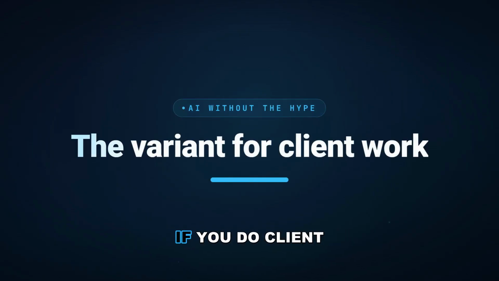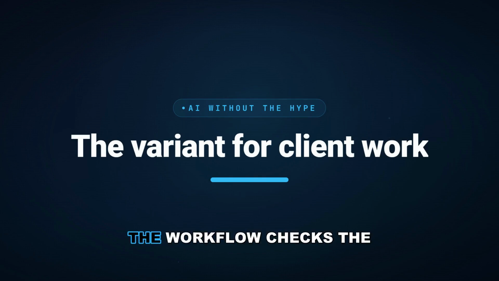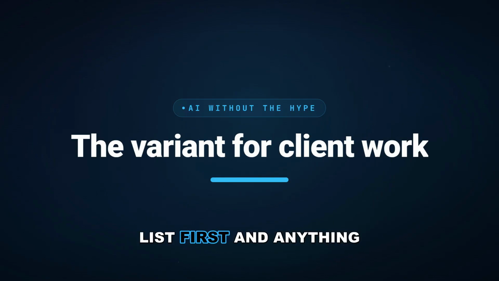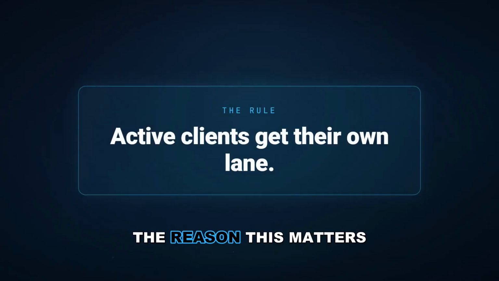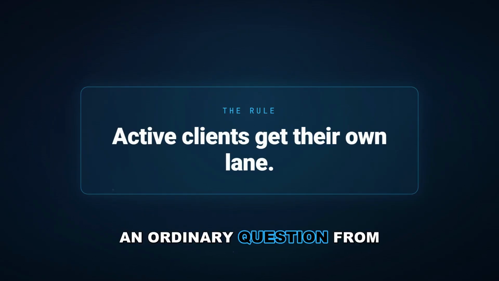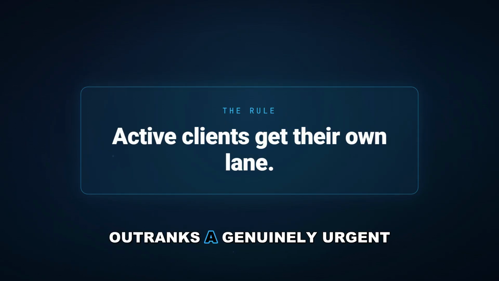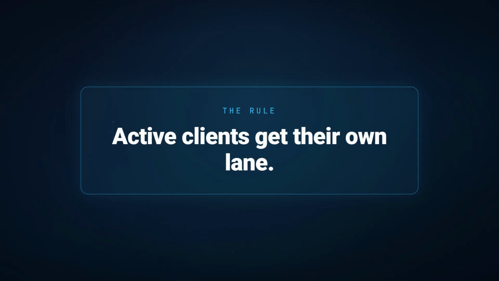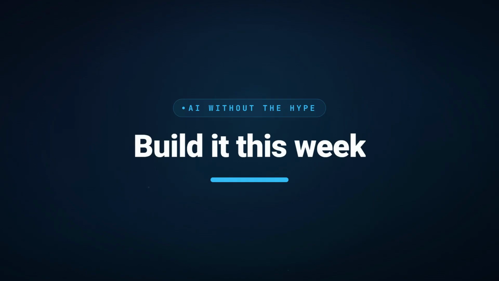One variant worth knowing if you do client work. Instead of 3 generic buckets, classify by client name. The workflow checks the sender against your client list first, and anything from an active project gets its own label and its own alert. The reason this matters is urgent is contextual. An ordinary question from a client mid-delivery outranks a genuinely urgent-sounding email from a stranger. And no general-purpose classifier knows that. Your client list is the context, and it's a column in a spreadsheet. No AI required.